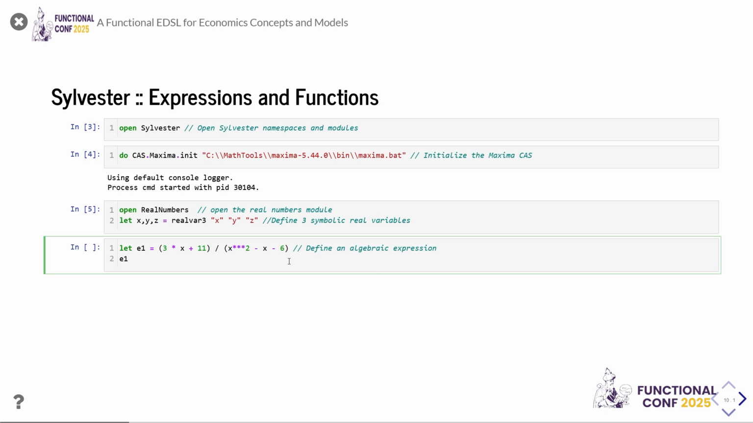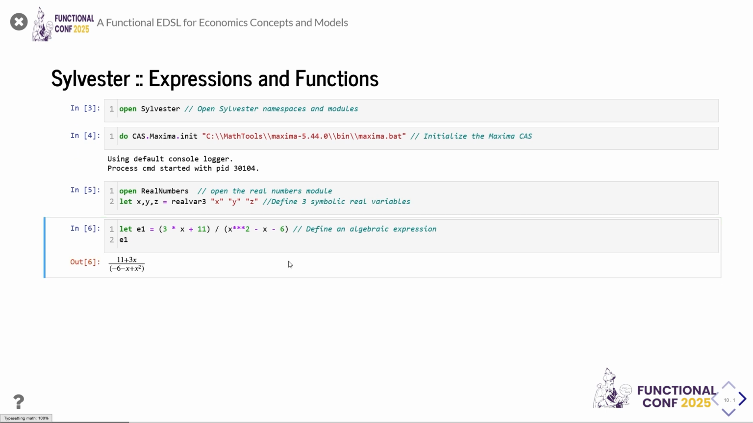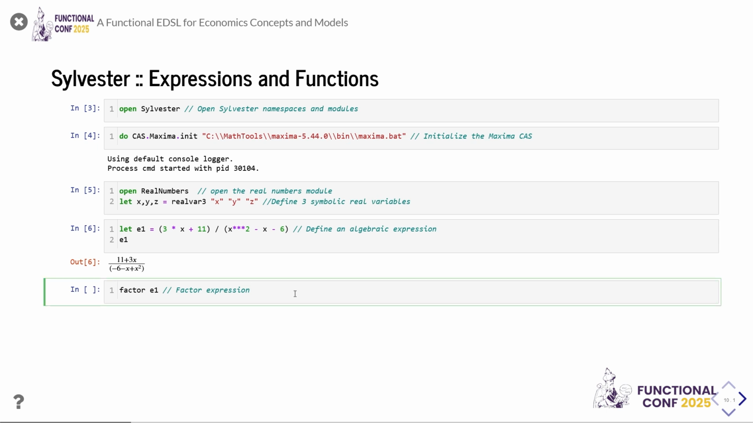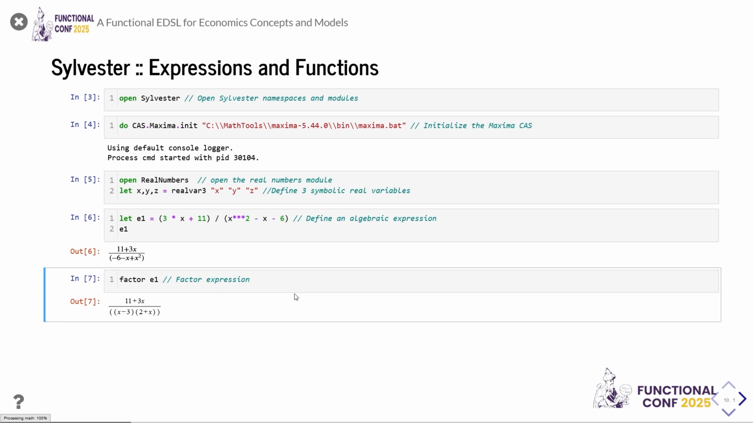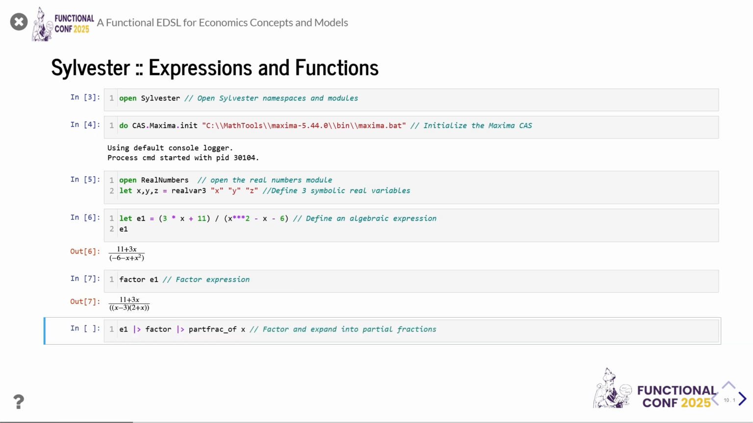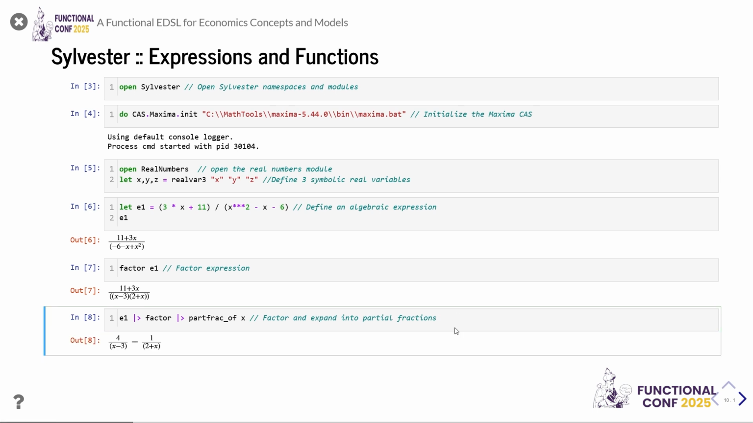This is just a simple algebraic expression in Sylvester. It's a pretty common expression, and we can use functions like factor to factor it. This is how we can use functional paradigms, like pipelining functions. We can pass the expression to the factor function, and then take the result of that and pass it to a function to do partial fraction expansion. We do all this in one line, in a typical functional fashion. That's how we can get partial fractions.